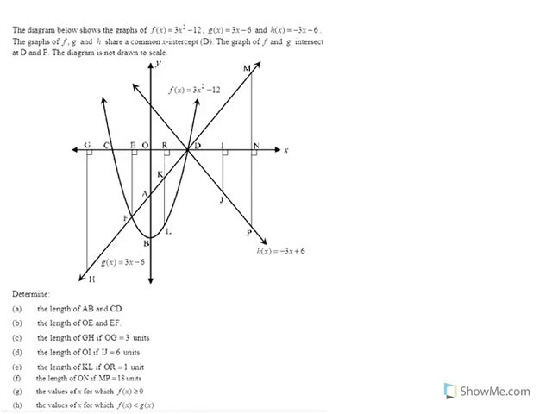Right. So the diagram below shows the graphs of f of x is equal to 3x squared minus 12, g of x is equal to 3x minus 6, and h of x is equal to minus 3x plus 6. The graphs of f, g, and h share a common x-intercept at D. The graphs of f and g intersect at D and F. The diagram is not drawn to scale.